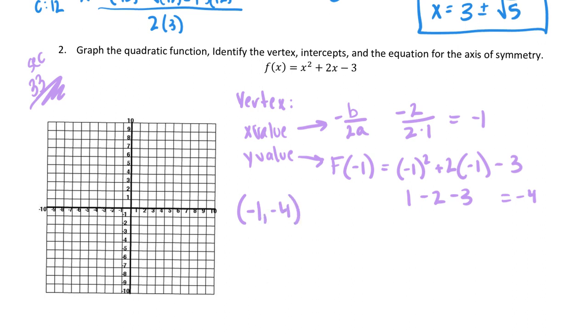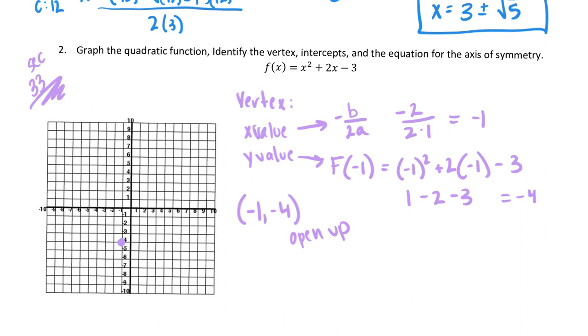And because my x squared is positive, this is going to open up. So let's plot that on our graph. So we have the point negative 1, negative 4. So there is our vertex.